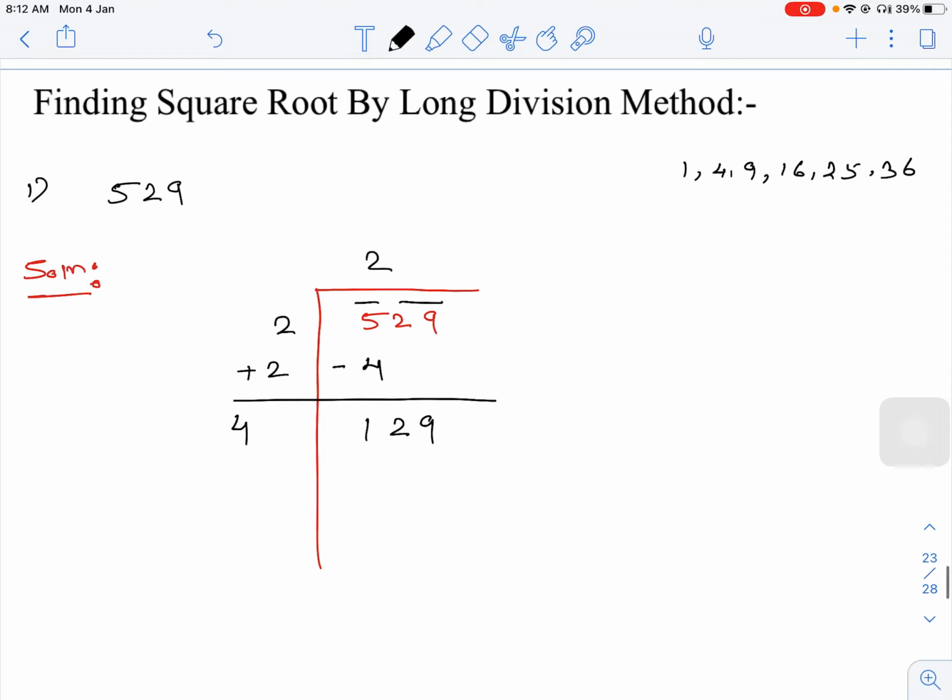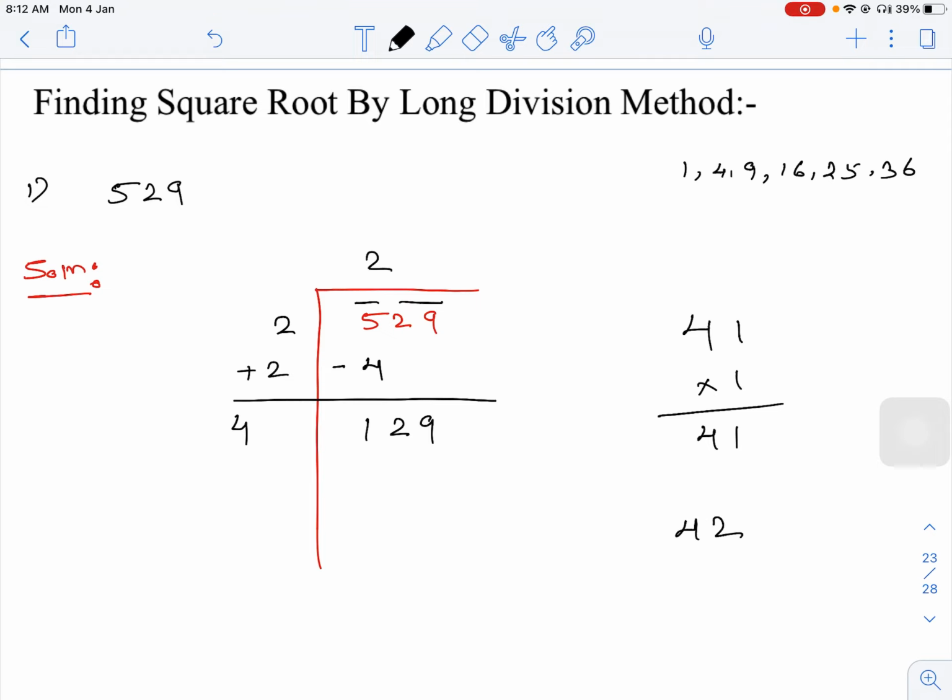Now what we have to do here is write such a number so that when we multiply by that same number, we get a number near this one. Here we have 4. If in front of this 4 we write 1, we have to multiply it by 1 only. Suppose I write 1 here, so I have to multiply by 1: 41 ones are 41, but this is very far from 129, so we will prefer another one.